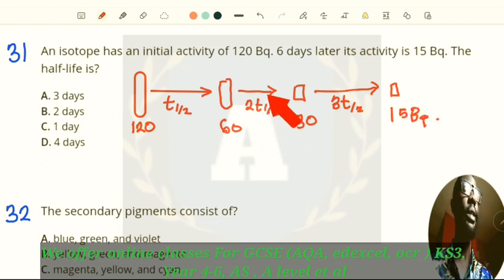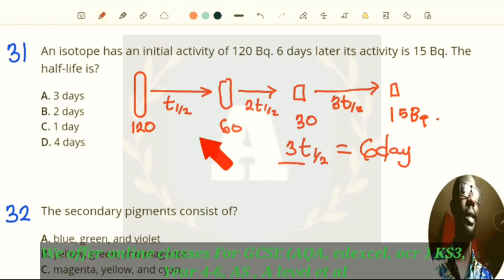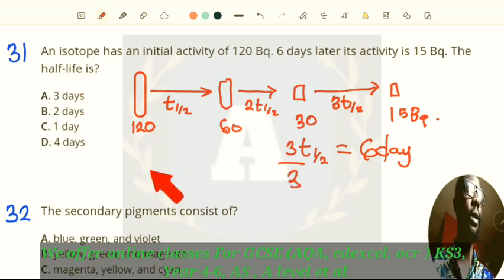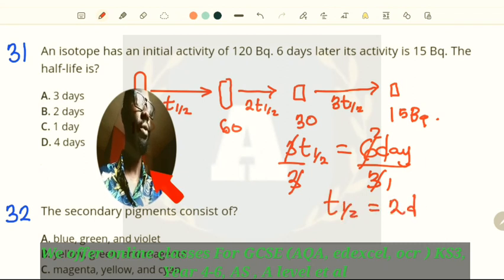Now they said 6 days later its activity is this. So now, which means the third half-life, 3 half-lives is equal to 6 days. So we are asked to calculate the half-life. Divide both sides by 3. We cancel 3, so that the half-life, 3 here is 1, 3 here is 2. So the half-life will be equal to 2 days.